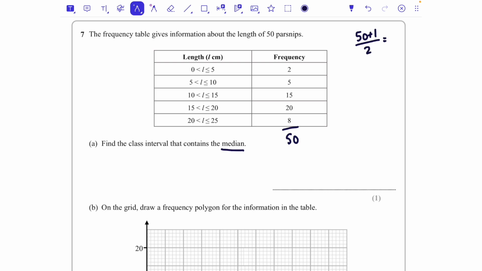That tells you the position of the middle piece of data, and that is 25.5. So where is the 25th and where is the 26th piece of data? We want to go in between them.